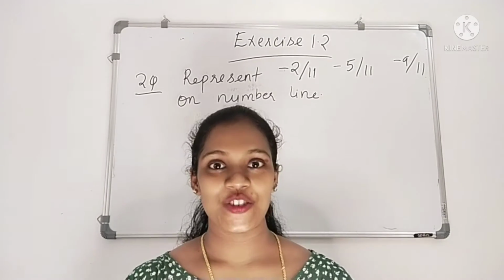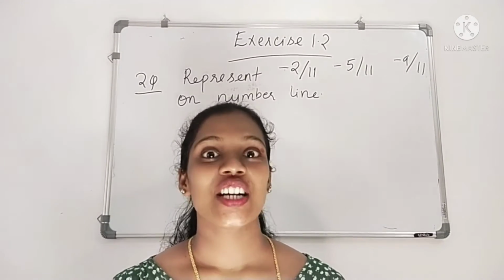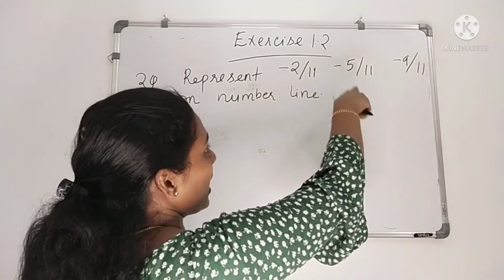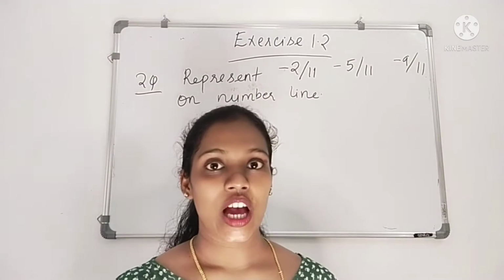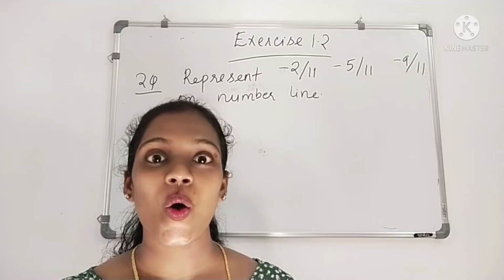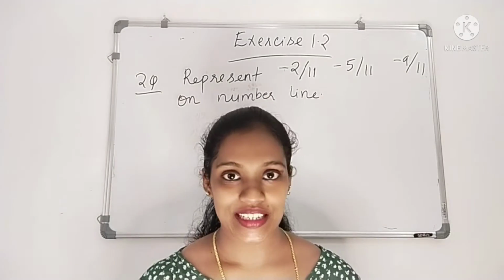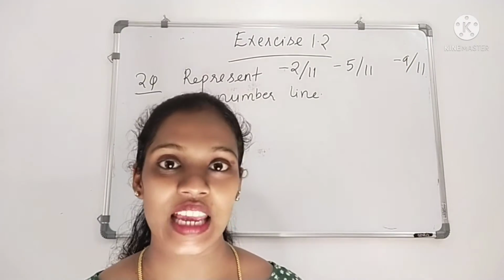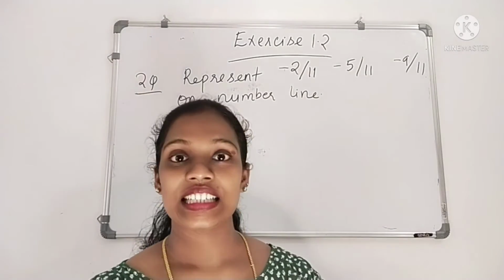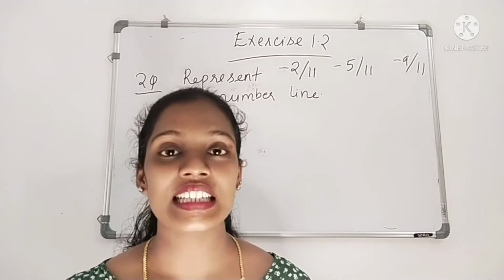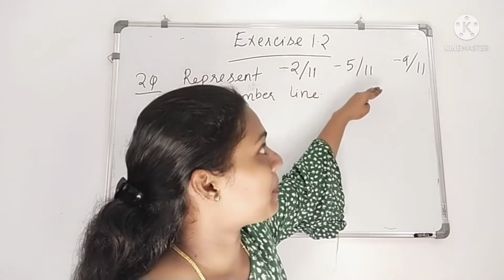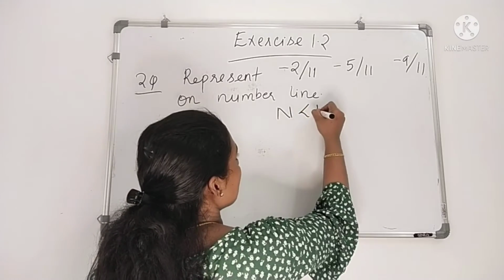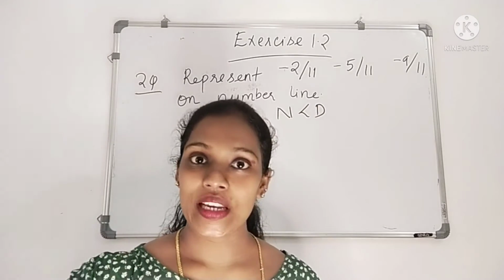So first, what you have to check here is whether numerator is greater than denominator or not. So see here, 2 by 11, 5 by 11 and 9 by 11. One thing you can see is that all the numbers have the same denominator, right? So 11, 11, 11. Now don't consider the negative sign first. Just neglect the negative sign and see 2 by 11, 5 by 11 and 9 by 11. So you can see that here numerator is less than denominator. Okay, that means our denominator is greater.